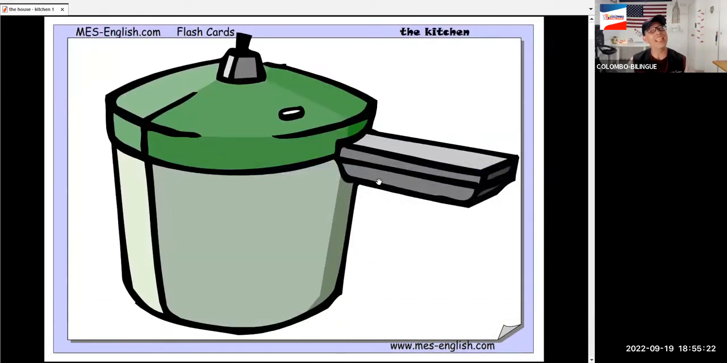All right, so let's say that this is a pot. What can I cook inside a pot? A sancocho, soup, different kinds of meals. So don't forget that it's a pot. It sounds good, it's plosive, pot. Okay, very good. Teacher is going to show you the next one.